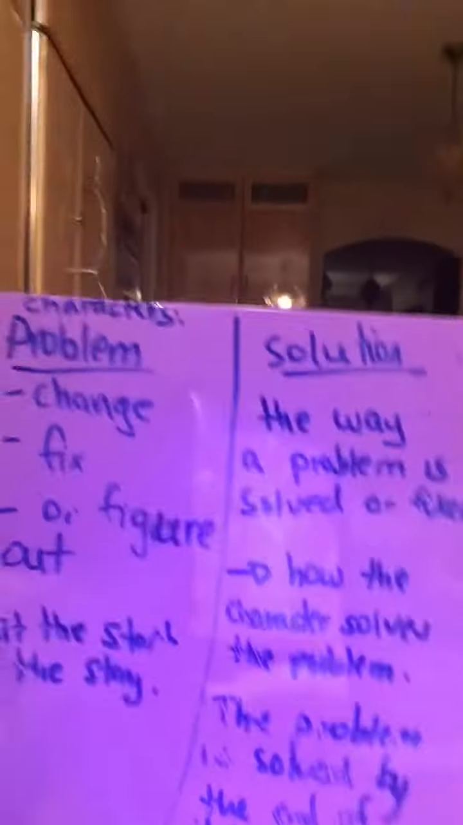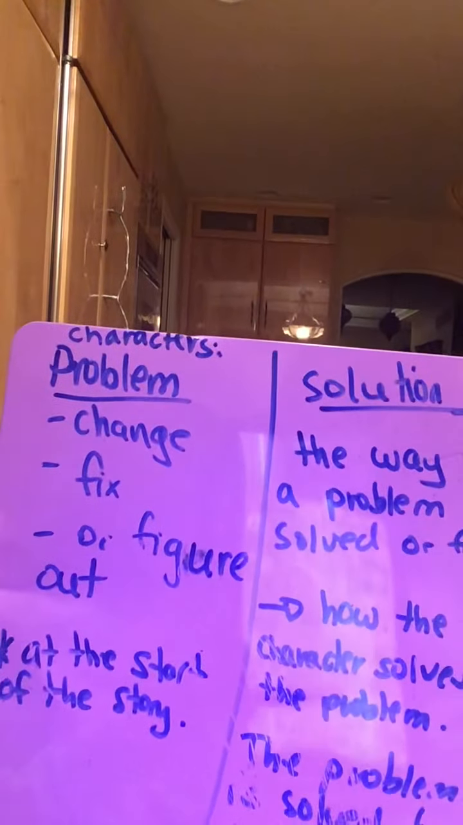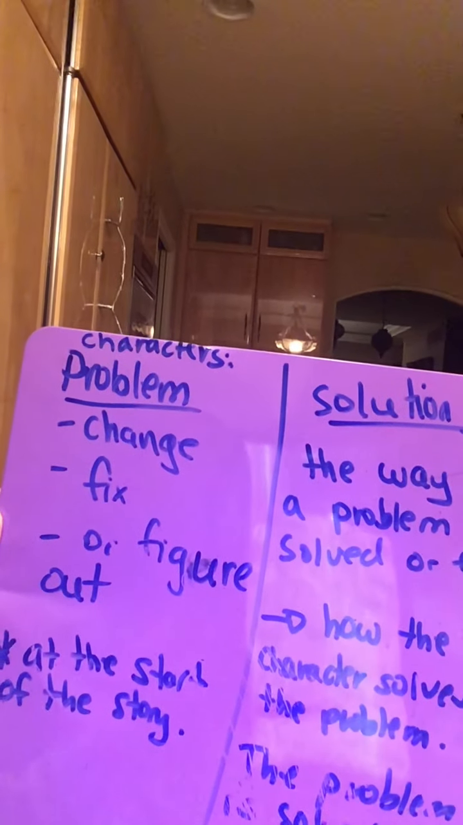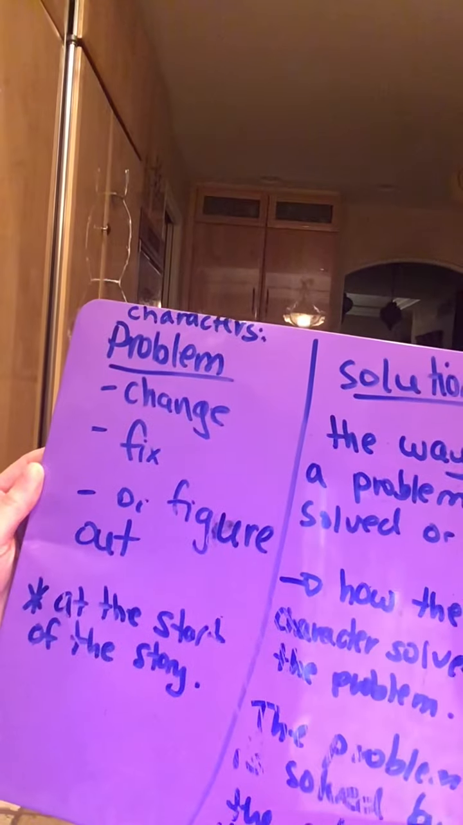One of the things that we really didn't get a chance to learn about as much was problem and solution. We touched base on it a little, like we did discuss it here and there, but nothing that we really had to dig into and write about as much. So here's the chart. I just made you guys this. Characters typically have a problem in a story, and the problem has to do with change, fixing something, or figuring something out, right? And it's usually at the start of the story that we see a problem, okay?